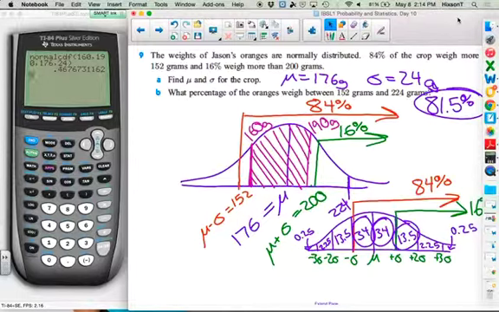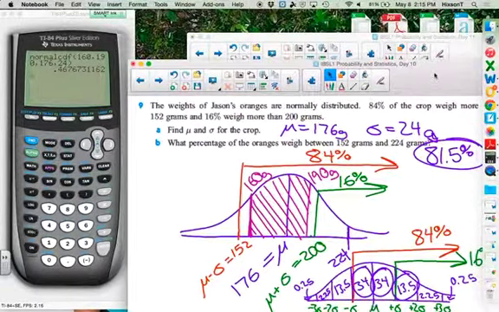Can you teach me how to use it? Now put parentheses. Put the F back. And now you type in the lower bound, so 160, and then the comma, 190, comma, then the mean, 176, comma, and then standard deviation, 24. And then hit enter. That's your answer. That's all there is to it. Did you get it? Okay. Did everyone? Okay.